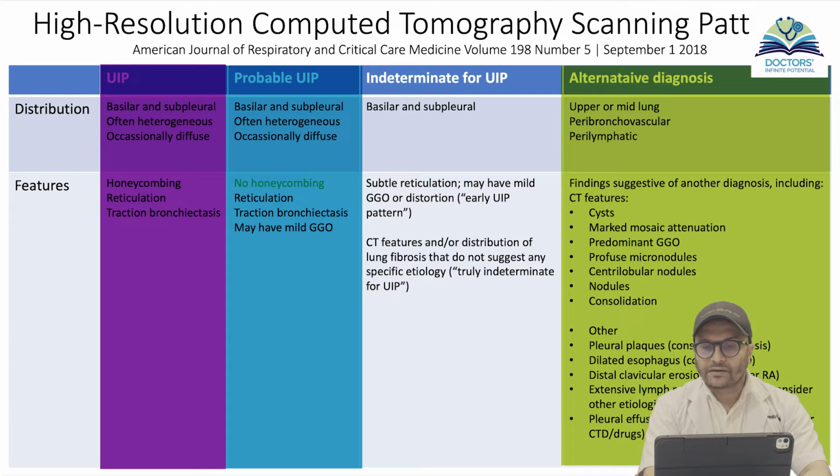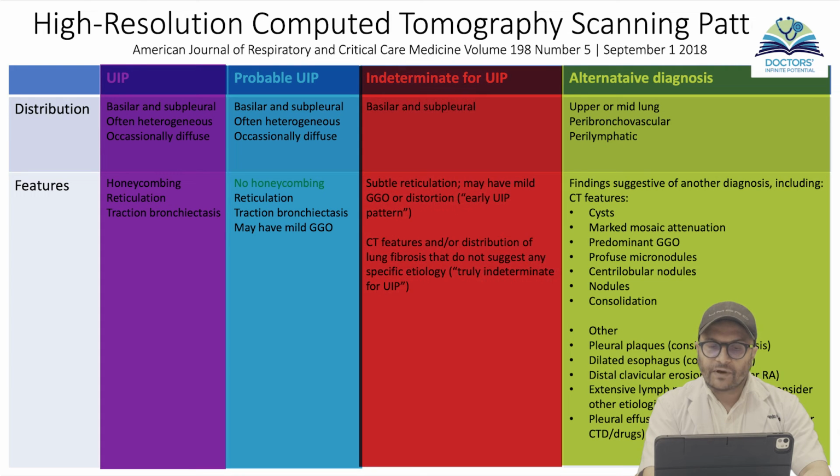Reticulation with mild ground glass opacity. It's like early UIP pattern. And when there is no etiology known for associated fibrosis of the lung, then we say it is indeterminate for UIP pattern.